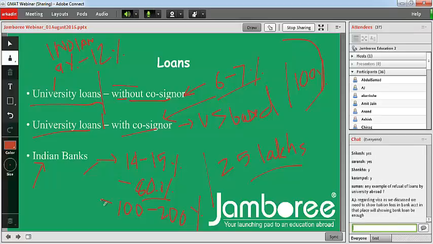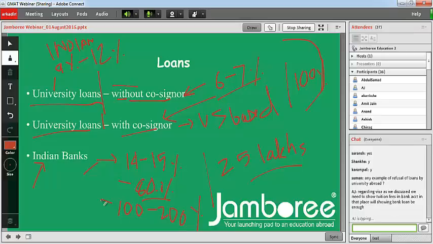Suman, your question is, any example of refusal of loans by university abroad? No, if you get admission, then that's not a problem. Not just abroad, even ISB and all. If you get admission, then there is no problem in getting the loan approved.